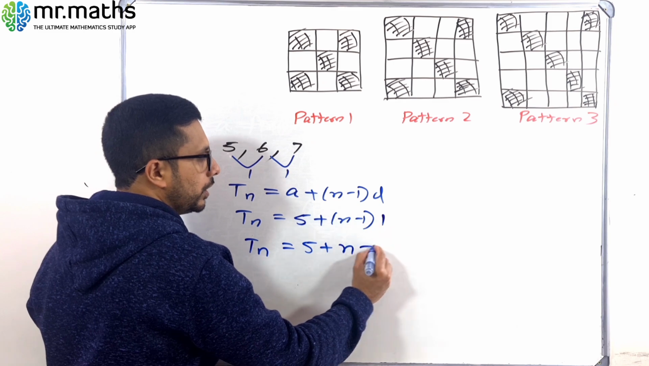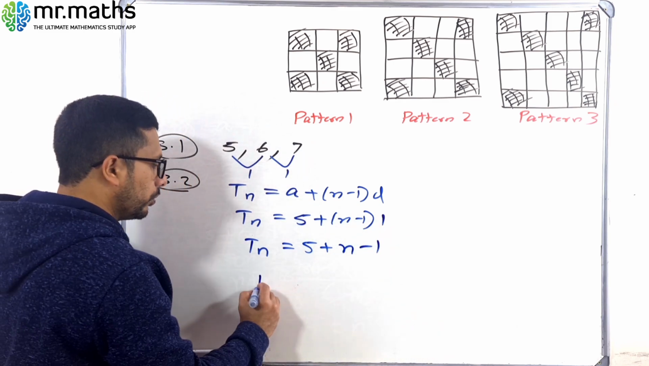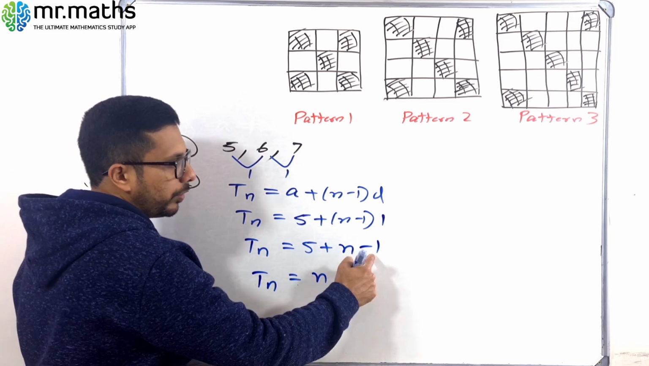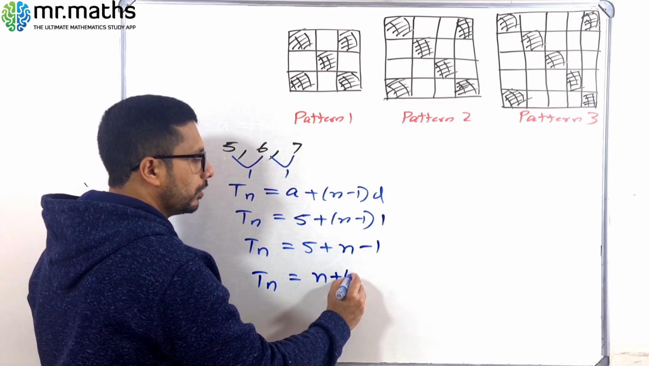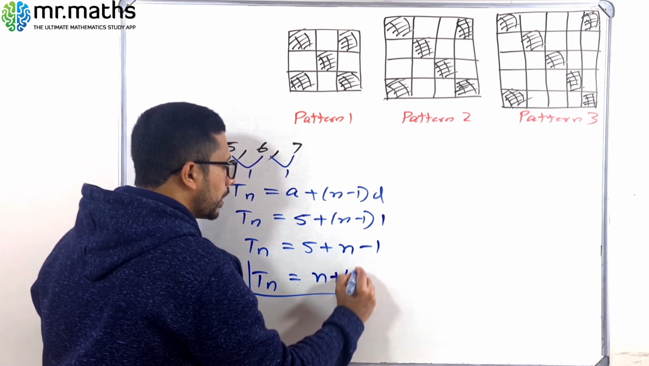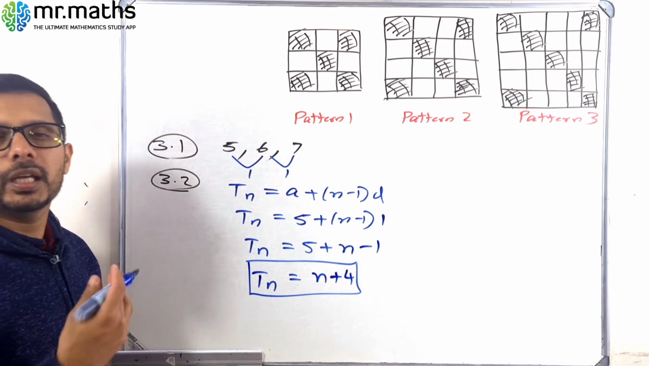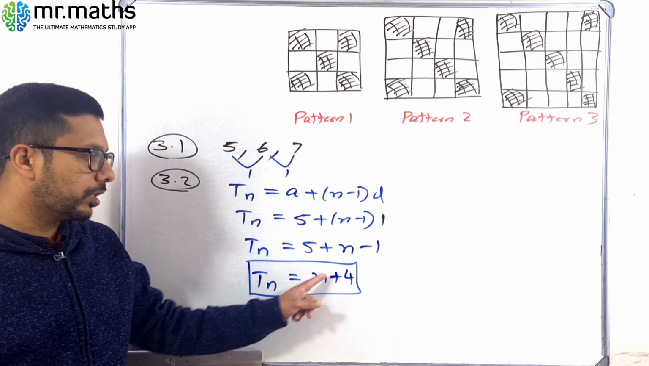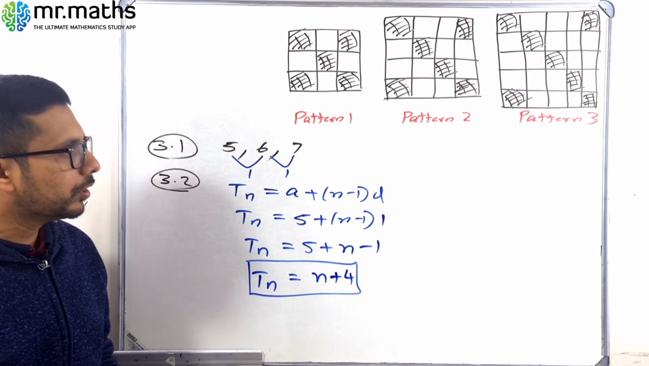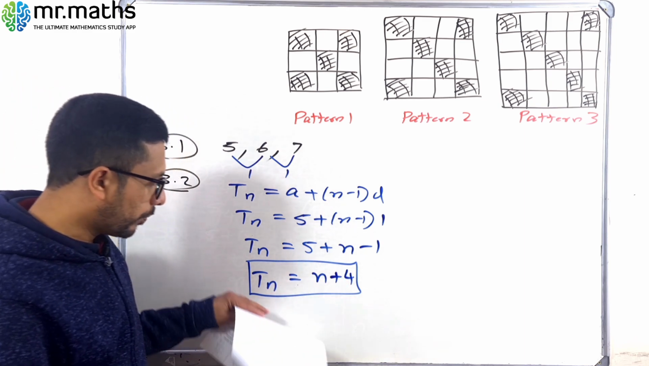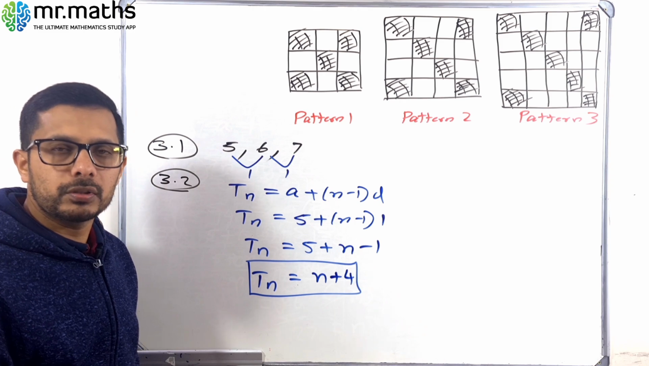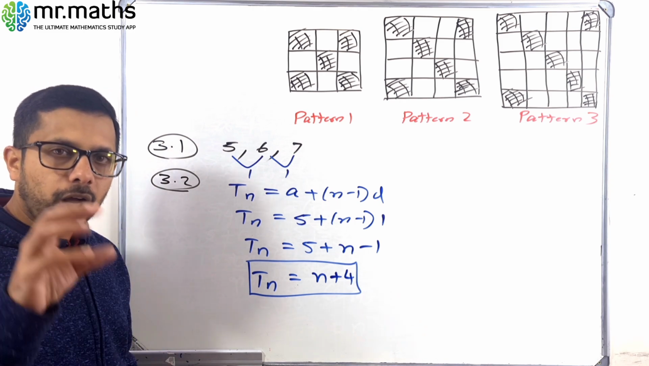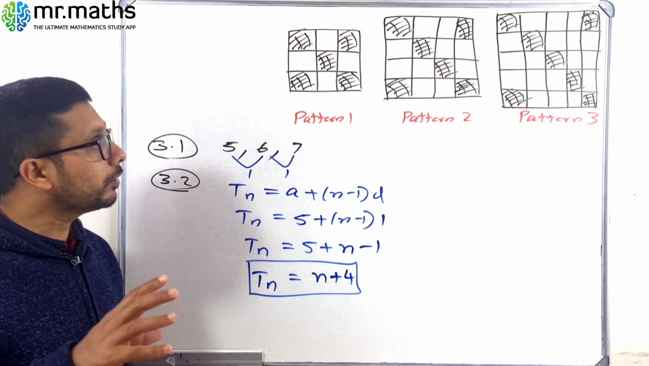So Tn is equal to 5 plus 1 into n is n, and 1 into minus 1 is minus 1. Let's write this n first, then 5 minus 1. What is 5 minus 1? It is 4. So what is the general formula for the nth pattern? Tn is equal to n plus 4. Don't forget that this formula is used to find how many black blocks there are.